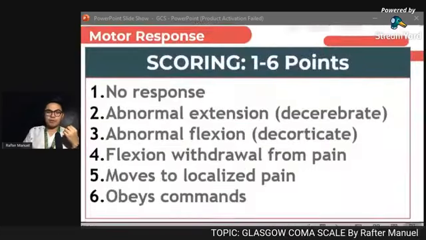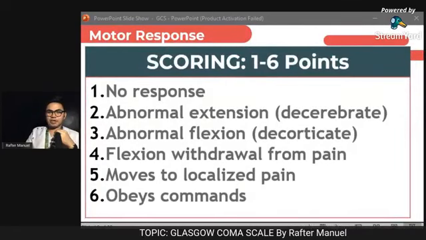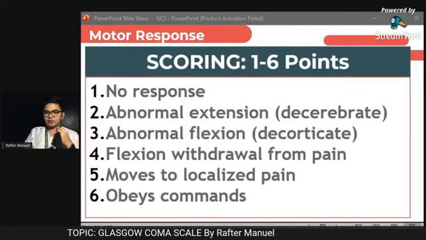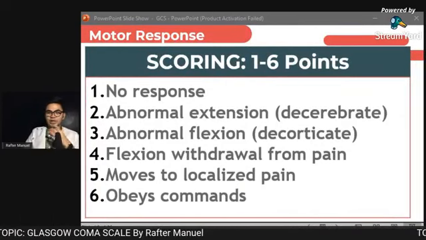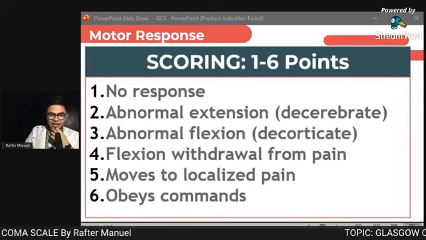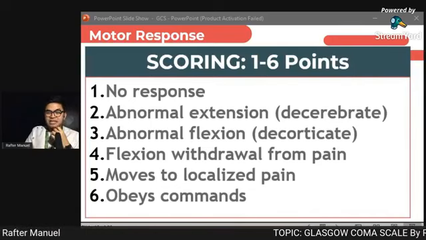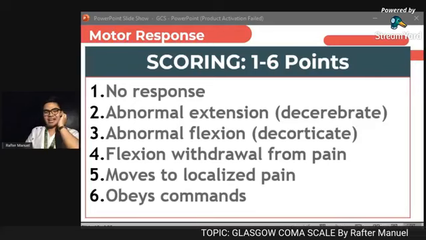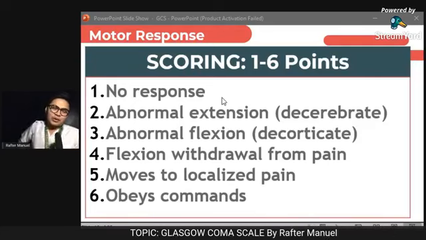Okay? So moving on to the motor response, I hope that you are still here with me listening kahit medyo boring ako mag-lecture. Please like na lang, please like na lang. All right? Okay, let's go to the motor response.